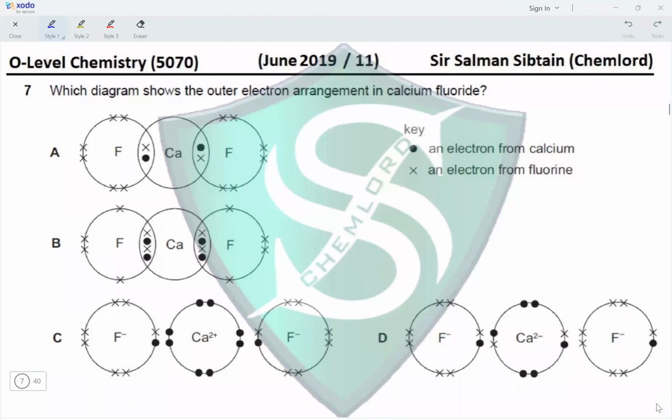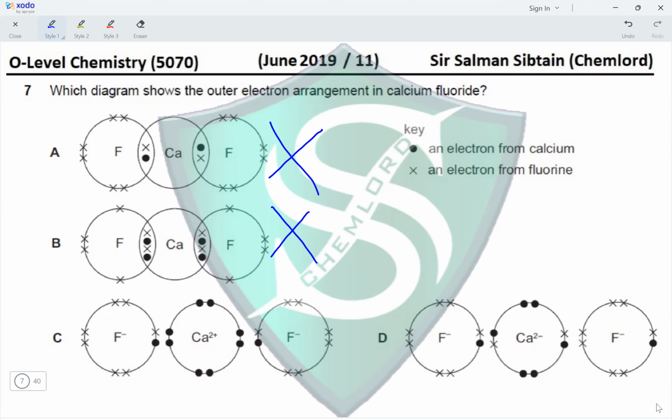Question 7. Which diagram shows the outer electron arrangement in calcium fluoride? So calcium fluoride is an ionic compound. Options A and B, just by looking at them, have been eliminated because they are showing electrons being shared, which is a property of covalent compounds, and calcium fluoride is not covalent. Now we are left with C and D.